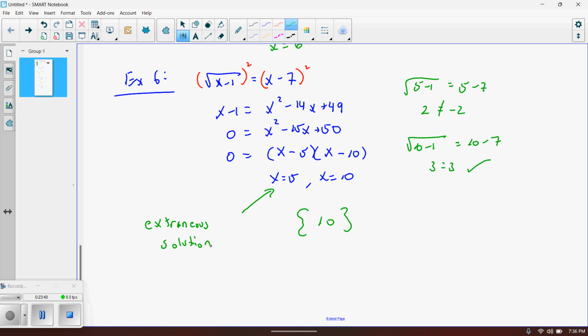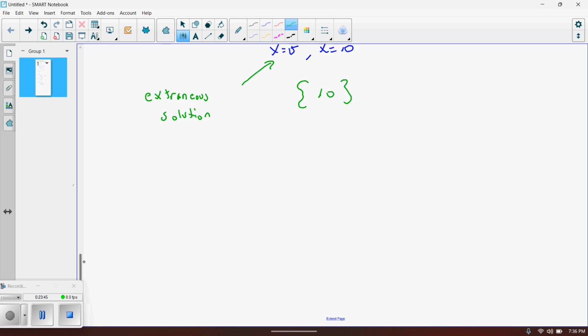All right, I think we'll do one more. It'll be a slightly longer problem to finish off this video, but I think it is kind of important to do. All right, so our seventh example is going to be the square root of 2x plus 3 minus the square root of x plus 2 is equal to 2.